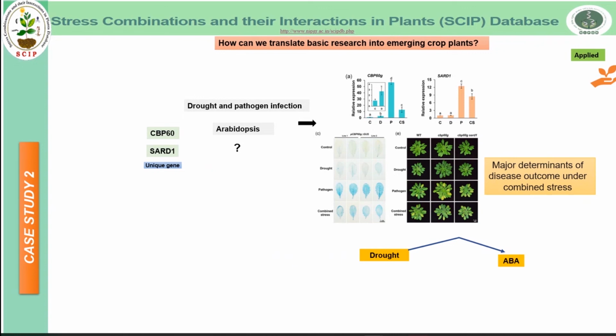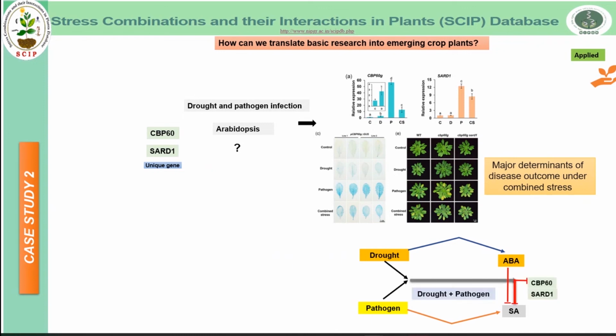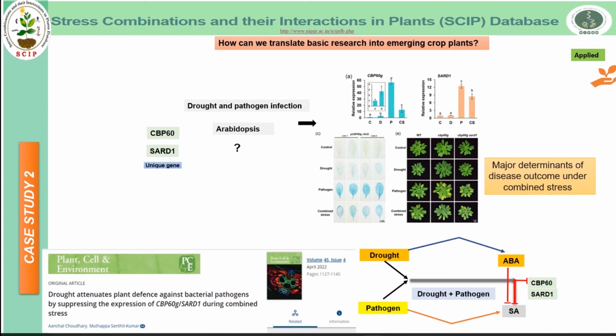It is known that drought leads to the activation of ABA signaling, whereas pathogen leads to the activation of SA signaling, and ABA is antagonistic to SA signaling. In the case of combined drought and pathogen infection, the drought leads to inhibition of function of the genes CBP60 and SARD1, which leads to more pathogen infection under the drought stress condition. This study has been recently published.